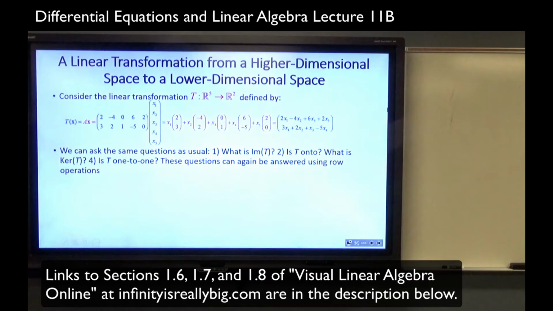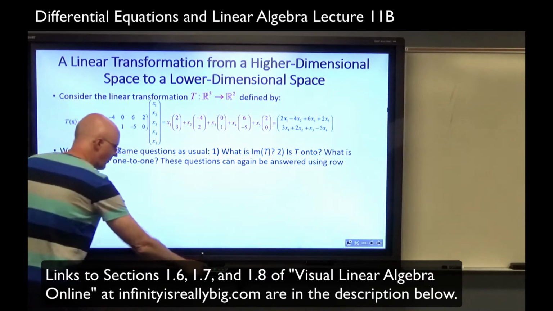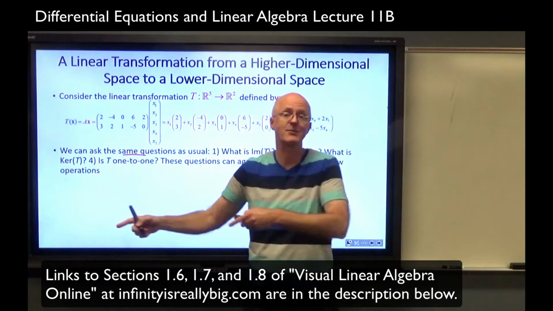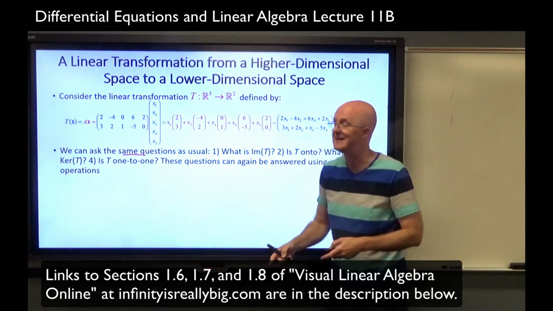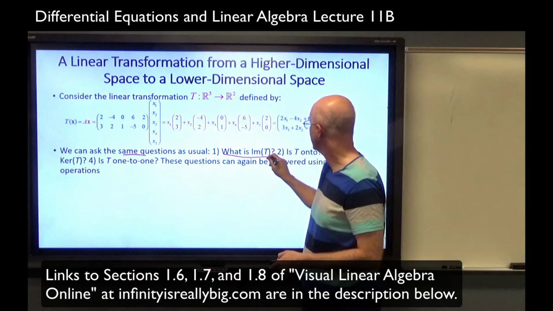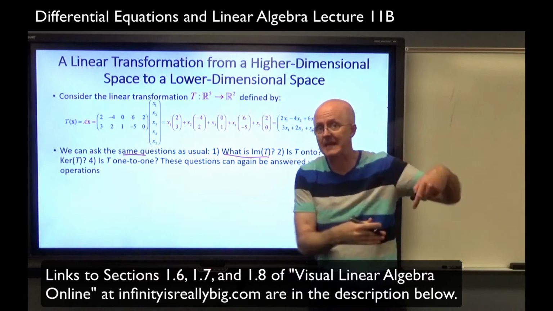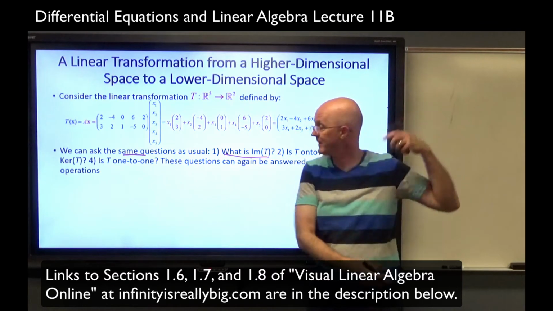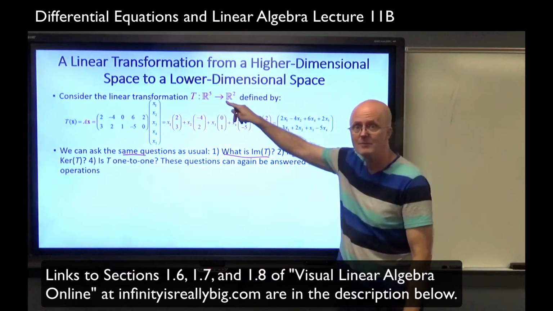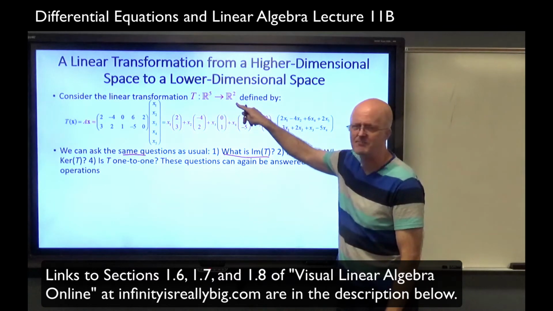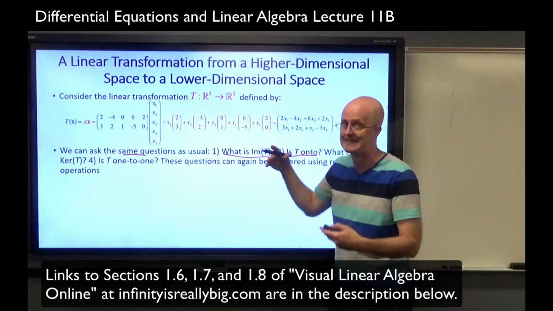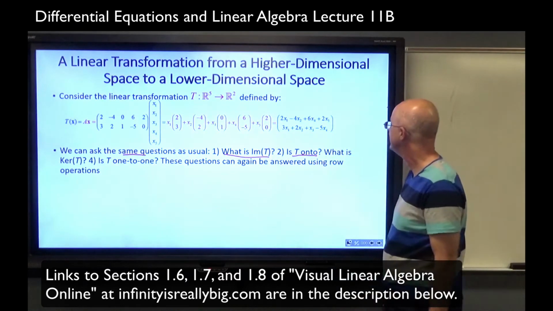We can then ask the same questions as usual, and these are useful questions. And there are connections to differential equations, as we will see. Yes, there are. What is the image of T as a linear transformation? What is the set of all outputs? Is it all the codomain or not? Is it onto? Is it all of R2? I hope it makes sense that it probably is, since we're going from higher dimensions to lower dimensions, that it's likely to be onto.